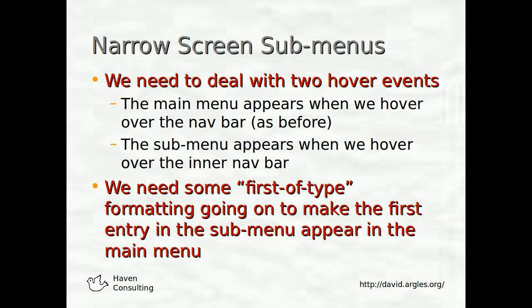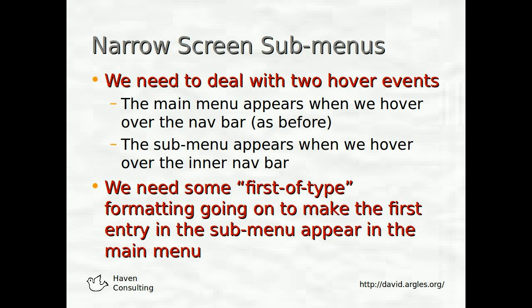Now what makes this just a little bit more complicated is that we need to deal with two hover events. So the main menu will appear when we hover over the nav bar, as we had before on the narrow screen earlier in the video, but the sub-menu appears when we hover over the inner nav bar. In order to achieve all of this, we need some first of type formatting going on to make the first entry in the sub-menu appear in the main menu, but it only comes when you hover on the original nav bar. And we need to shift stuff around, and because the sub-menu will be inheriting from the main menu, we've got to undo that inheritance and make it do what we actually want it to do.